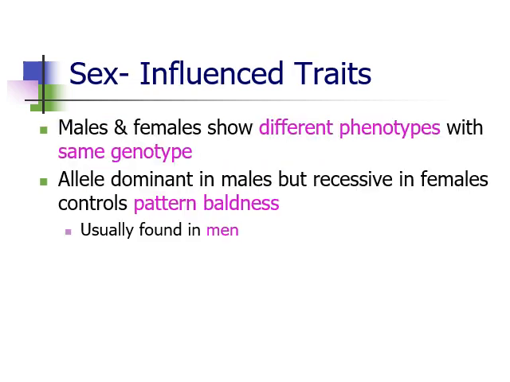There are also types of traits called sex influence traits. This is where males and females show different phenotypes, even though they have the same genotype. So they have a different physical appearance in males and females, even though they have the same gene for it. One of the most common ones is the allele for pattern baldness. The allele in males that causes pattern baldness is dominant, but it is recessive in females. So that's why male pattern baldness is usually found in men.